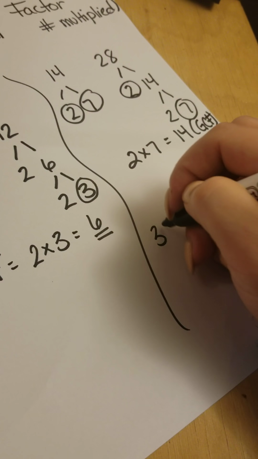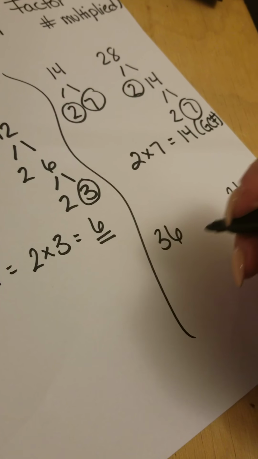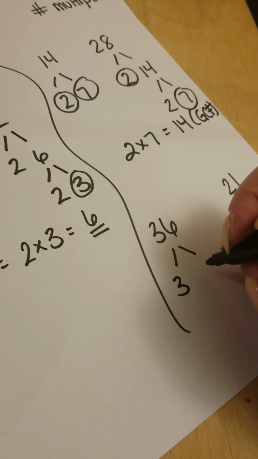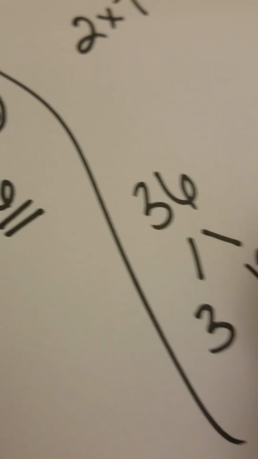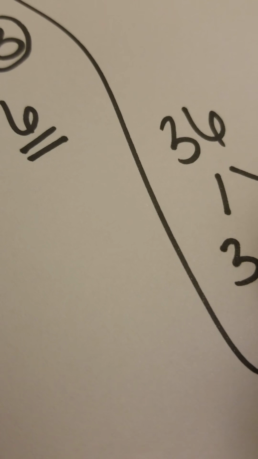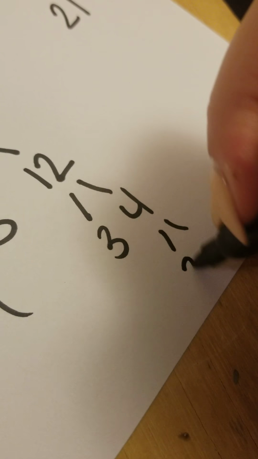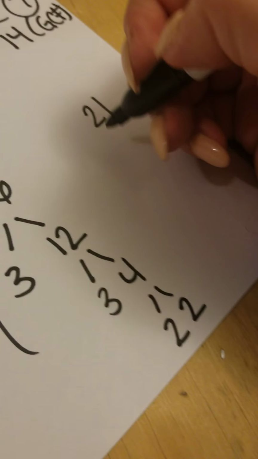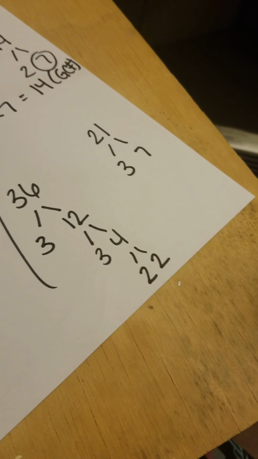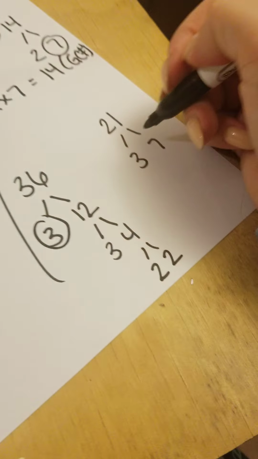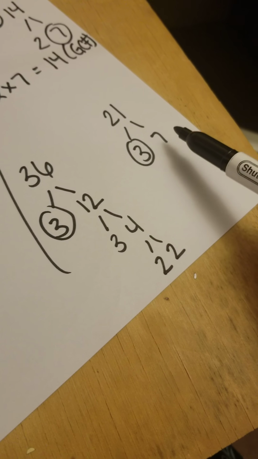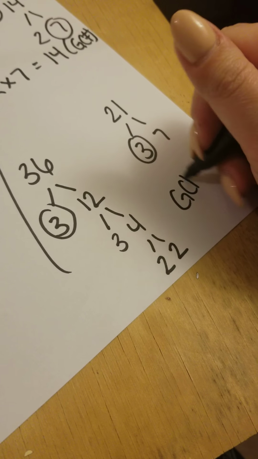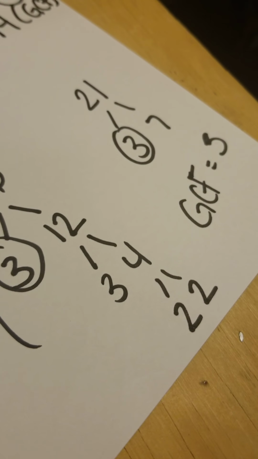All right. We'll do one more example together. You have 36 and 21. When I break this down, 3 times 12 is 36. Then I break that down. That becomes 3 times 4. And then 4 breaks down to 2 times 2. Then I have 21, and that is just simply 3 and 7. I can't do anything else with that. When I look, I have a 3 here, I have a 3 here. I do not have another 3 available. I do not have a 2 here. So my GCF for this example is simply 3.